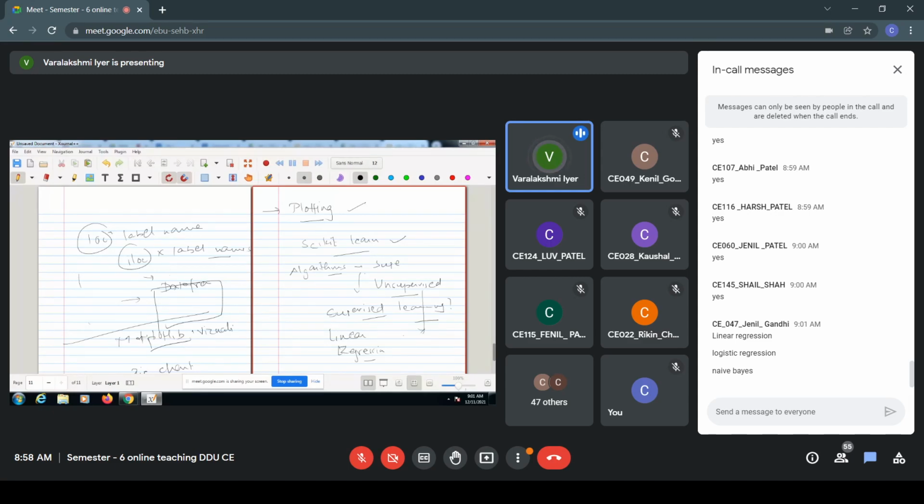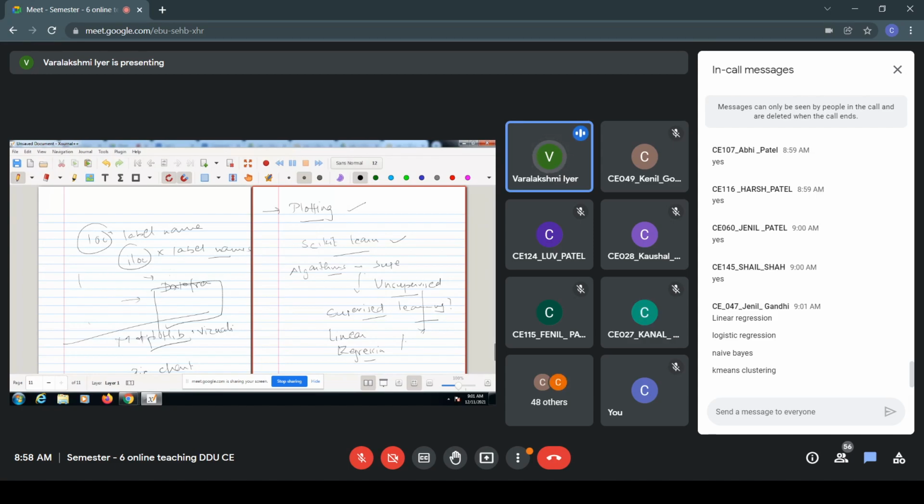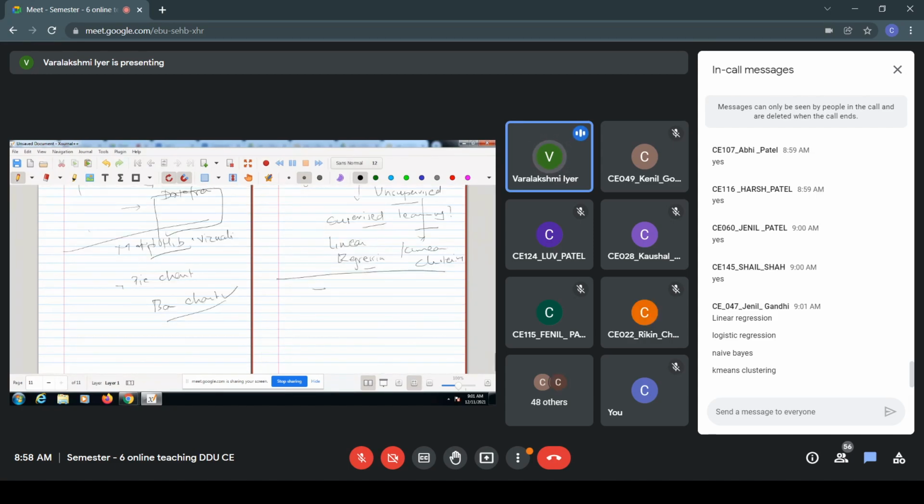Yes, K-means clustering is an unsupervised learning algorithm. So how will scikit-learn help you in implementing this algorithm? It already has this algorithm in the library. All you need to do is pass your data, as well as parameters.